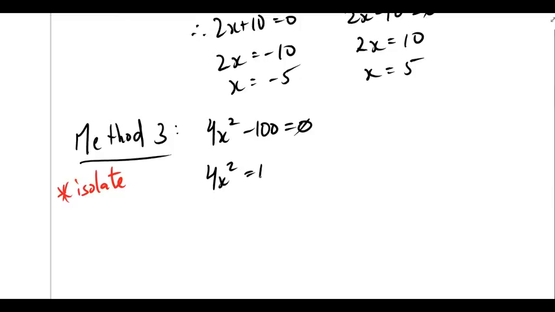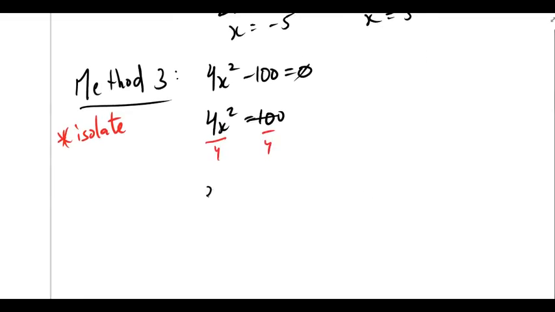And this is what it would look like. 4x squared equals 100. And again, I could kind of do method 1, method 2. Like I could divide both sides by 4, or I could just take the square root of both sides here. In this case, I'm going to divide both sides by 4. I'm not going to show the other way, but you could do it yourself if you wanted to.